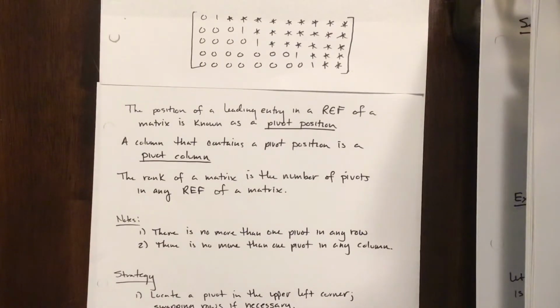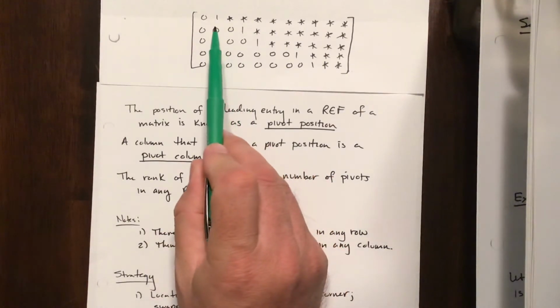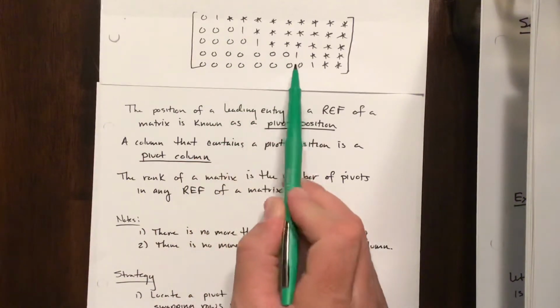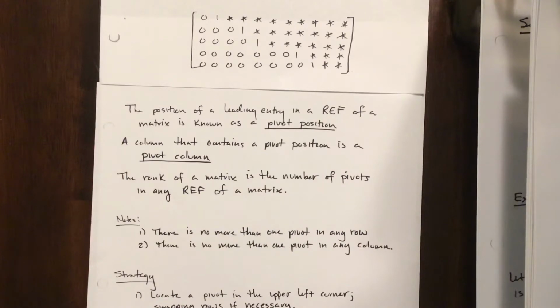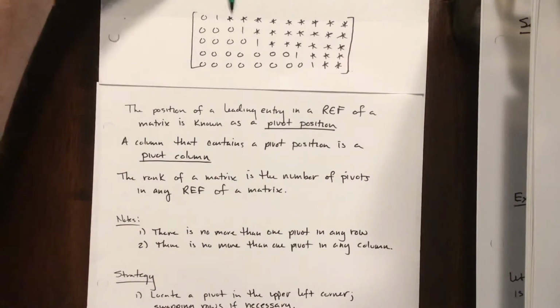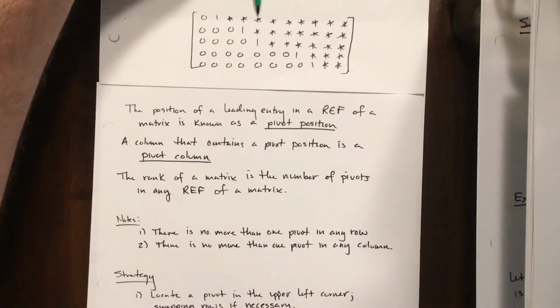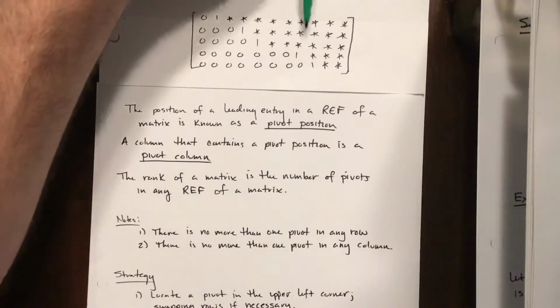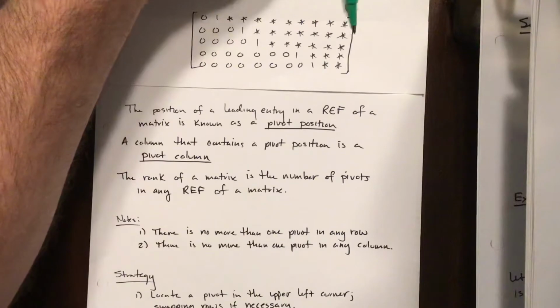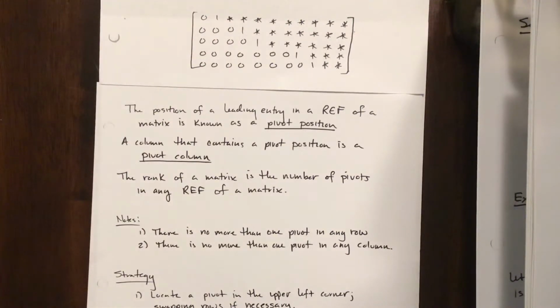Before we jump back into our problem, a couple more definitions. The position of a leading entry in row echelon form of a matrix is known as a pivot position. Looking at this matrix here, this is a pivot, this is a pivot, this is a pivot, this is a pivot, and this is a pivot. Pivots are always 1s. The column that contains a pivot position is a pivot column. So this is a pivot column, but this isn't. This is a pivot column, this is a pivot column, this isn't, this isn't, this is, this is, this isn't, this isn't. I'm just looking for the columns where you have a leading entry of a 1.